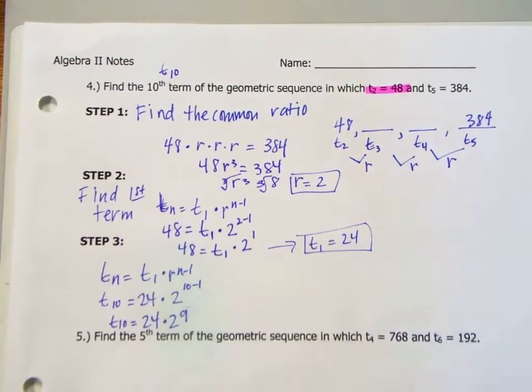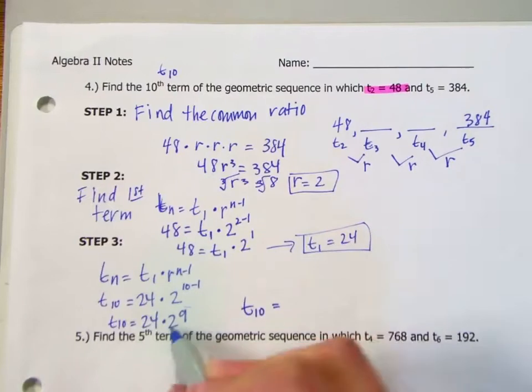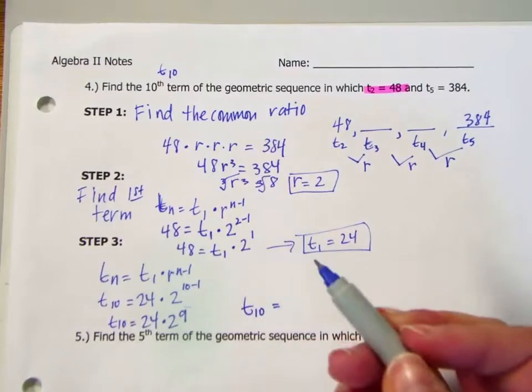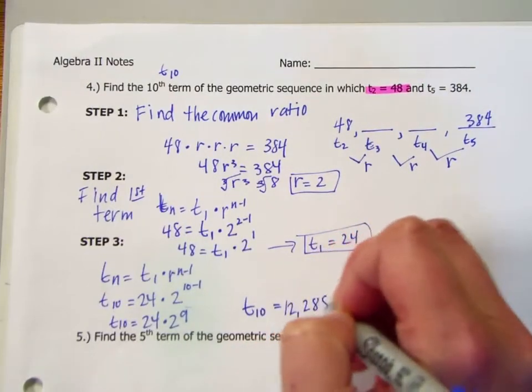At this point, you could really put that in your calculator. Just be careful that you're entering it correctly. So 2 to the 9th, I would hit enter after that, times 24. This should give you 12,288.